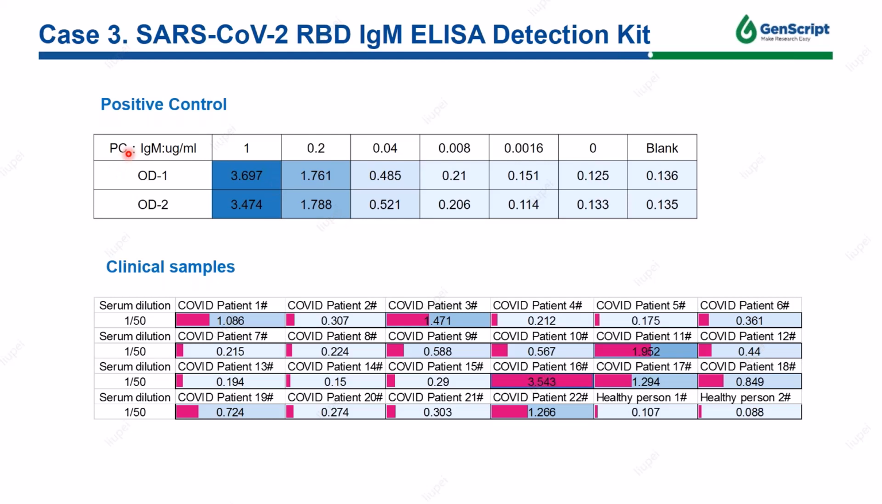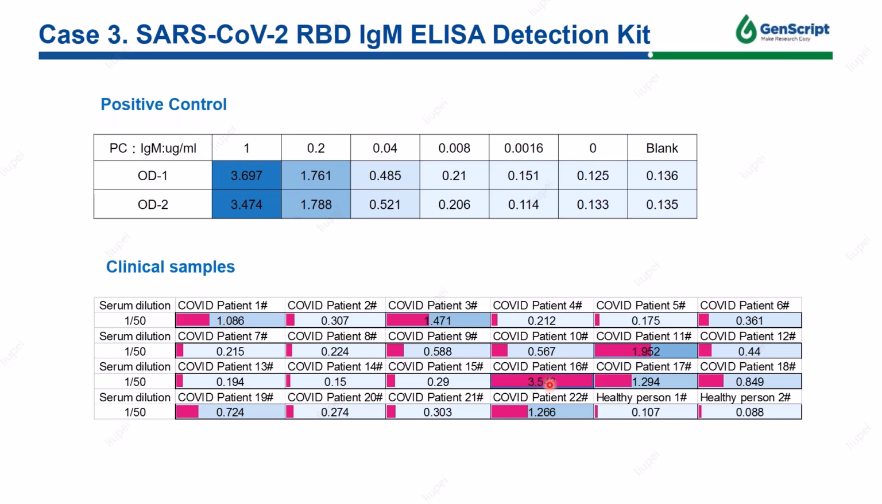Here is our positive control. Here is the clinical detection results. As you can see, the patient detection results are very different. Maybe here patient 16 is at an earlier infection status.